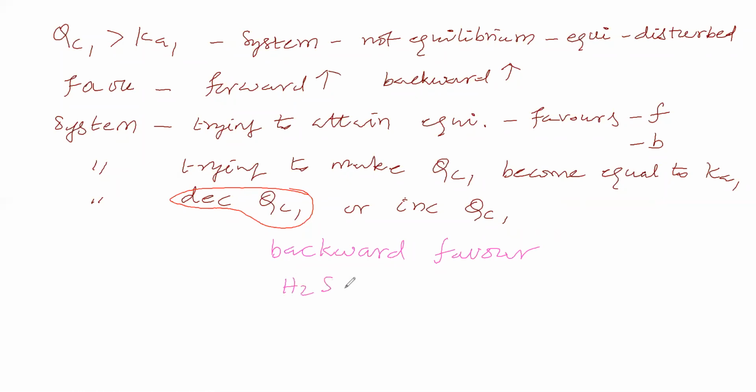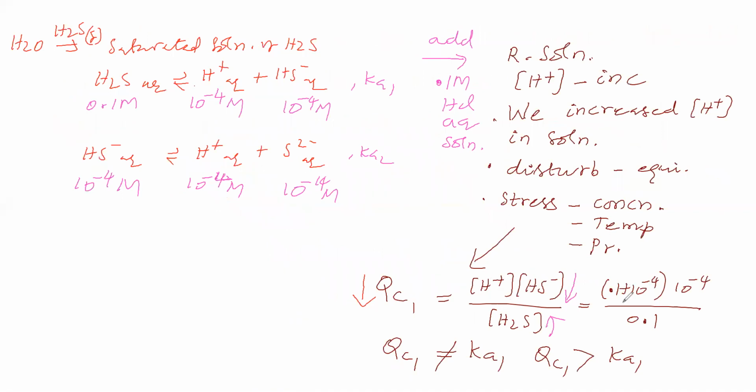So H2S (aq) gives H+ (aq) plus HS- (aq). Here concentration we said 10^-1 plus 10^-4. See that here H+ is 0.1 plus 10^-4, and here HS- is 10^-4. That value we have written.